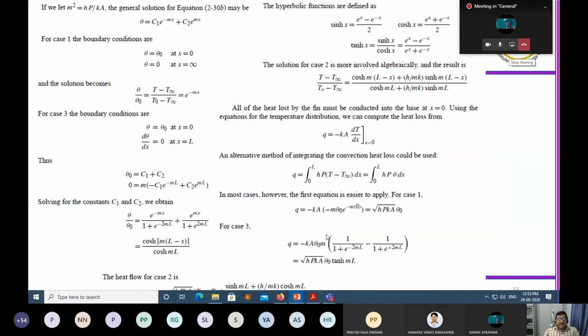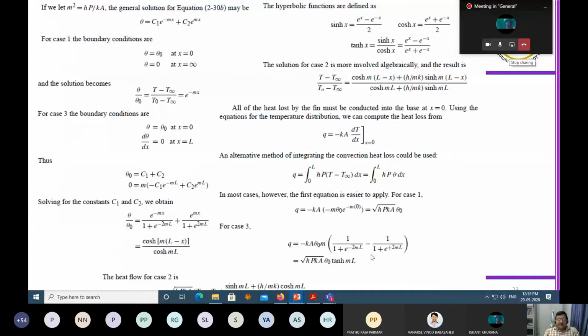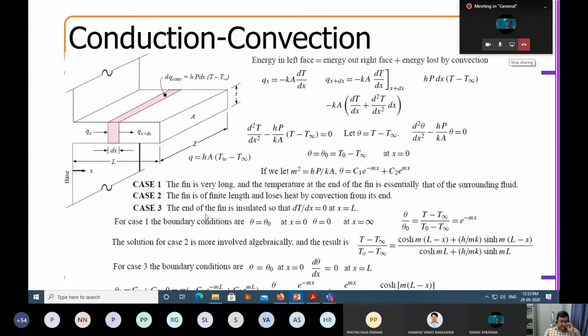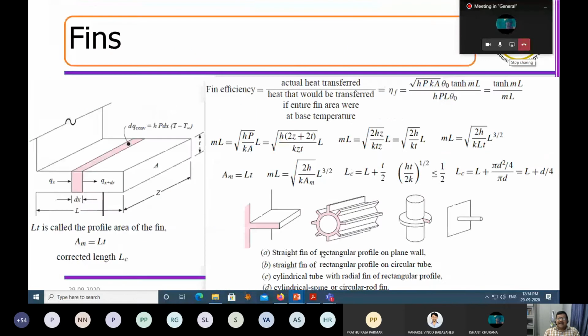So in this particular slide, we were discussing how heat is transferring through a single fin. And for this, what we obtained for case 3. What is case 3? The end of the fin is insulated so that dT/dx is 0 at x equal to L. I can have all the cases, I am just discussing case 3. For case 3, we had this heat Q to be something like this.